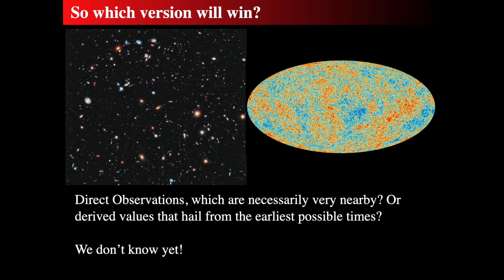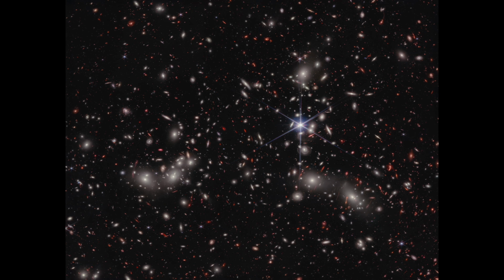So in the end, which version will win? The direct measurements, such as those of the Hubble Deep Field that we see on the left, or indirect observations such as the Planck, which is interpreting statistically the cosmic microwave background as seen here on the right, by the Planck telescope. Which one will win? We don't know. There'll probably be some modification of both understandings.